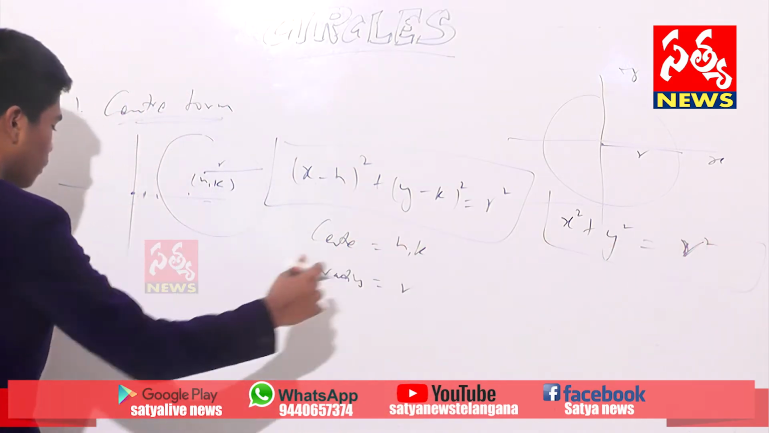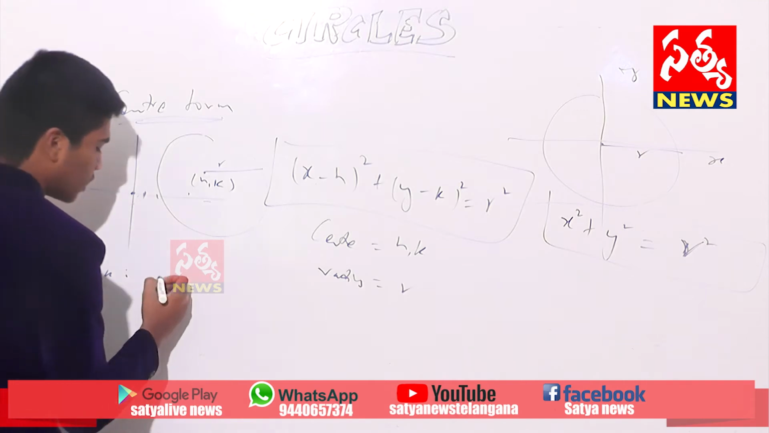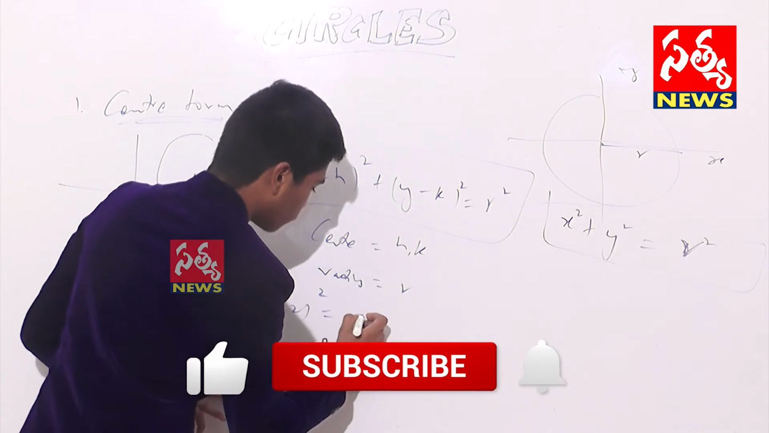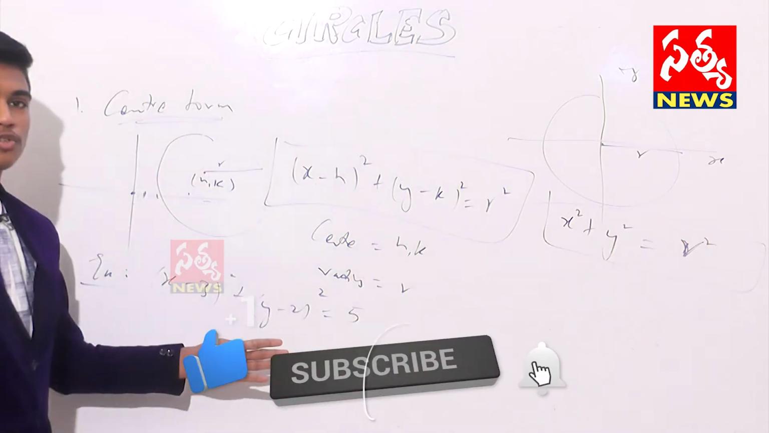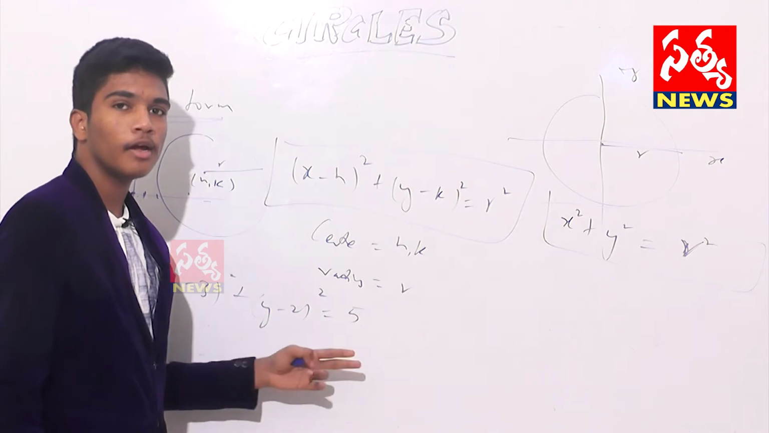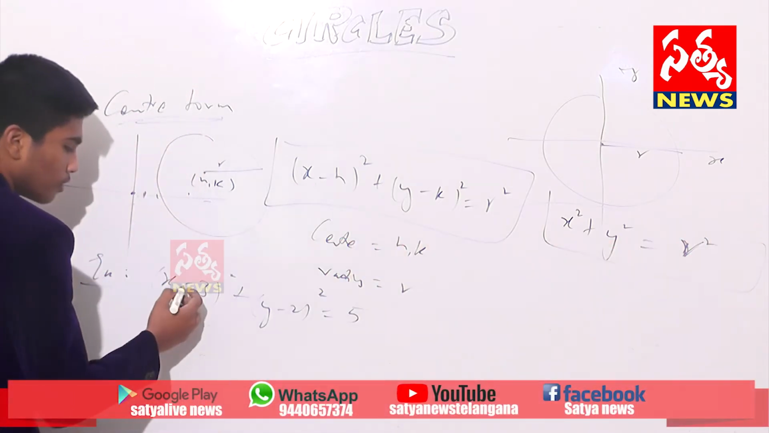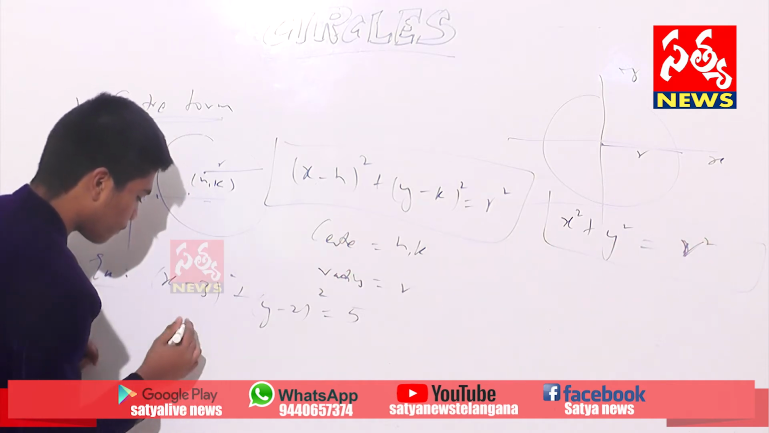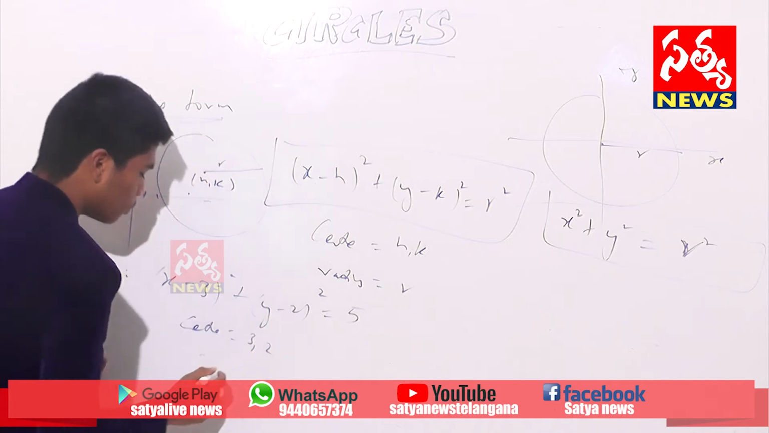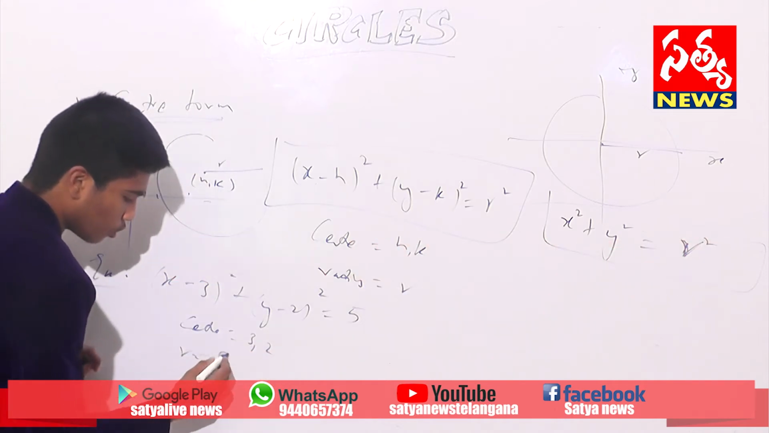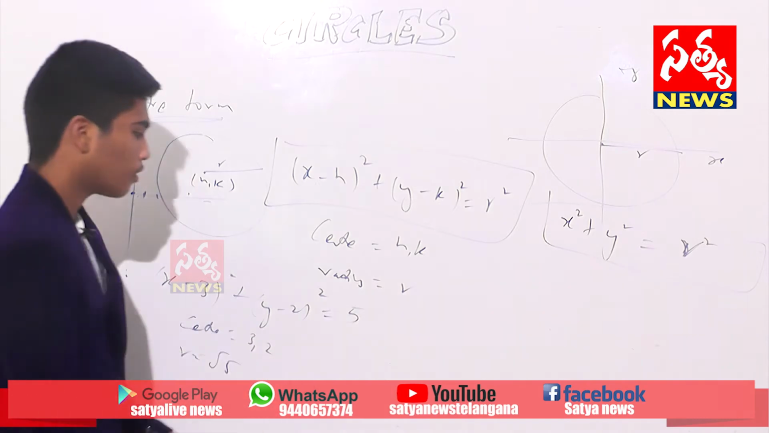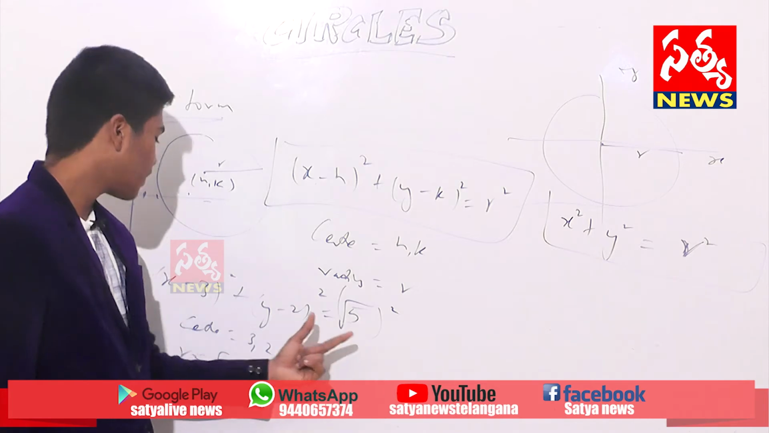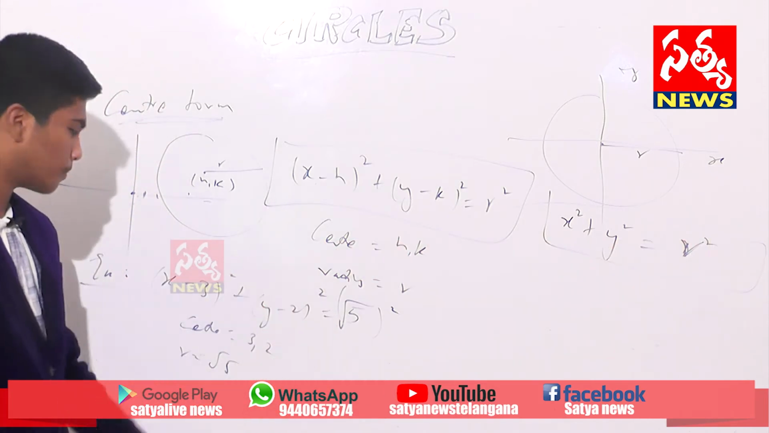Okay? For an example, if at all they give x minus 3 whole square plus y minus 2 whole square is equals to 5, and they ask to find what is the center and radius of the circle. By this we can say that the center is 3 comma 2 and the radius is root 5, as we have to take root of r square, so that we can get the form of x square plus y square equals to r square.